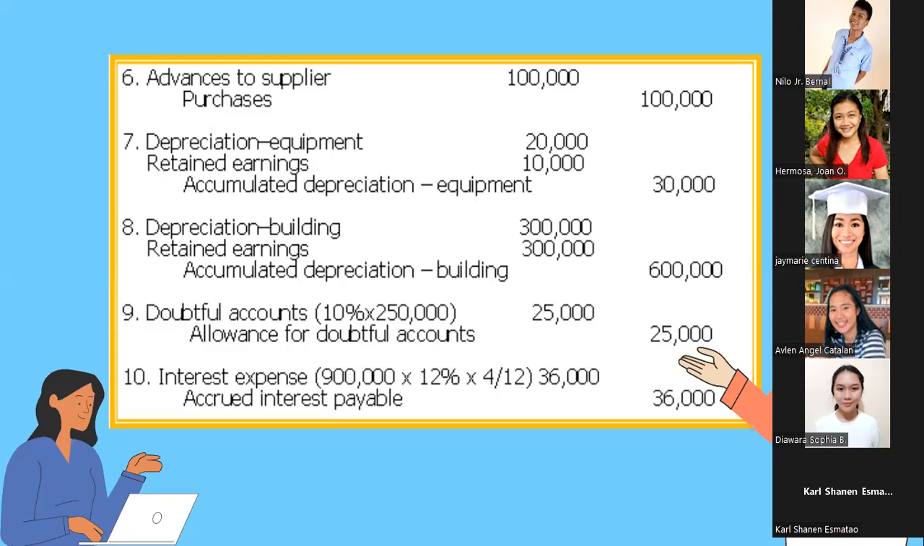Number 6, we need to debit advances to supplier 100,000 and credit purchases 100,000. Previous slide, please.